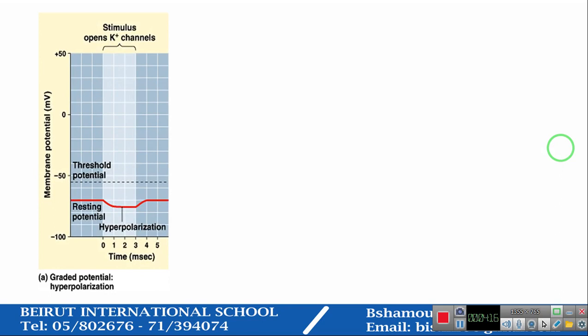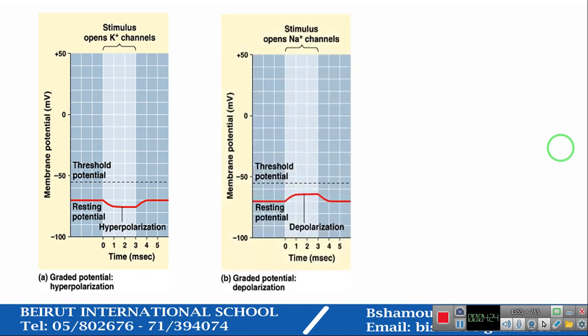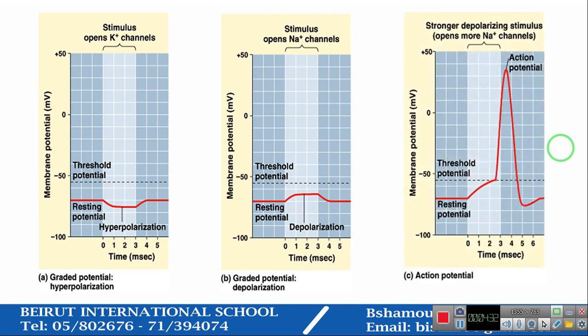If the stimulus opens K+ channels, this will lead to graded potential or hyperpolarization. However, if the stimulus opens Na+ channels, we have graded potential called depolarization. And if it leads to stronger depolarization, the stimulus will open more Na+ channels. In this case, an action potential is recorded.